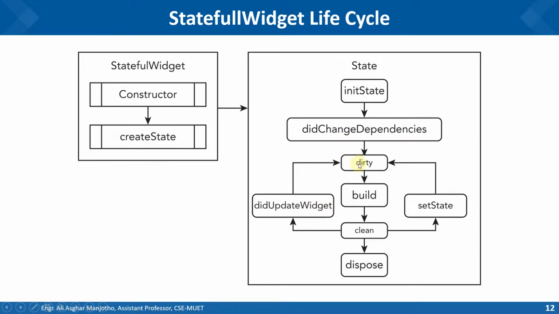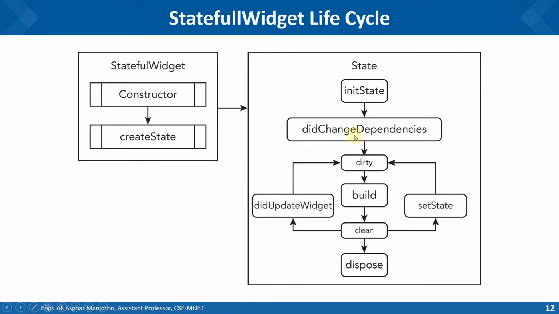If the dirty variable is true, this means the widget has to be rebuilt and the build method should be called. And if the clean variable is true, this means the widget is properly displayed, so there is no need to build it again and no need to call the build method.